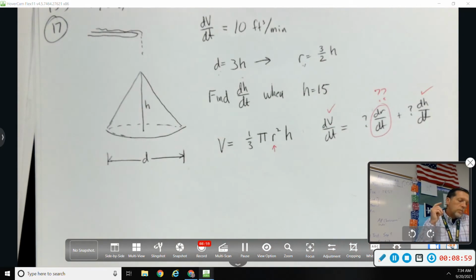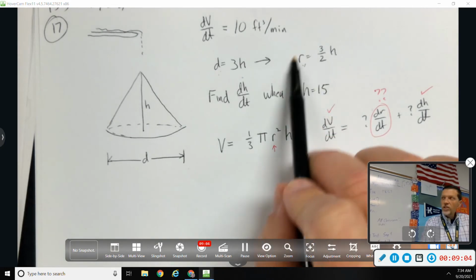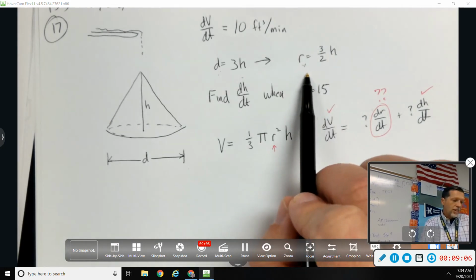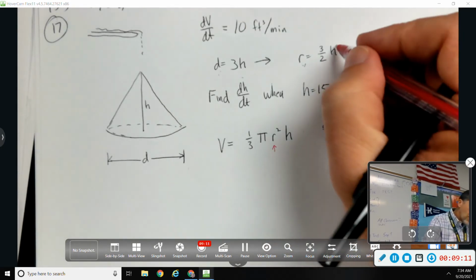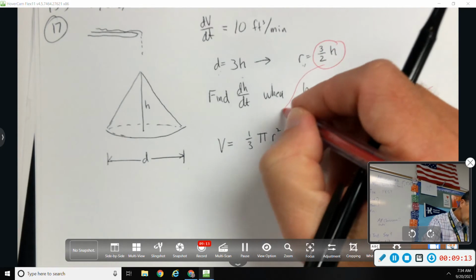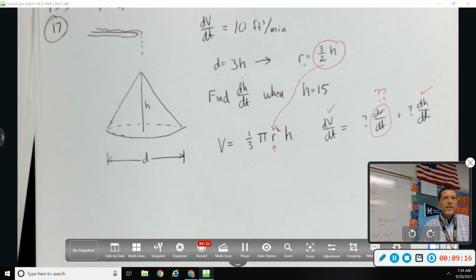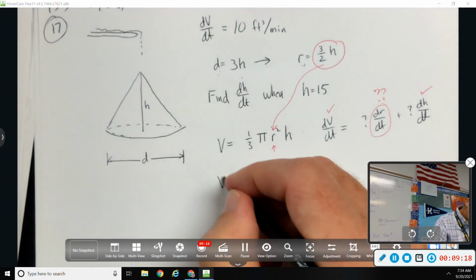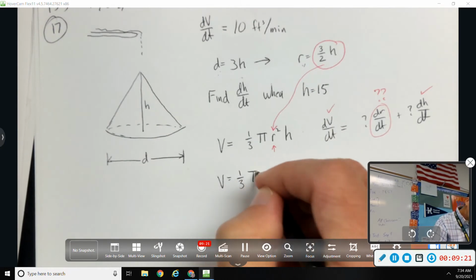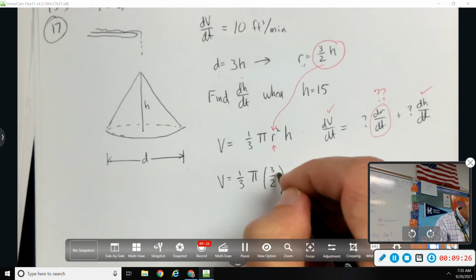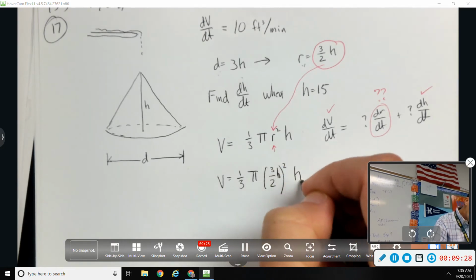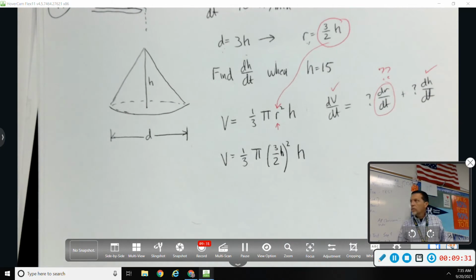So one thing we could do, this would be the long way around, is to differentiate this, and then we would know dr dt in terms of dH dt. I don't want to do that though. I'd rather just, in place of r, let's put that. So for this particular pile of sand, that's our formula. In place of r, I put 3/2 h.